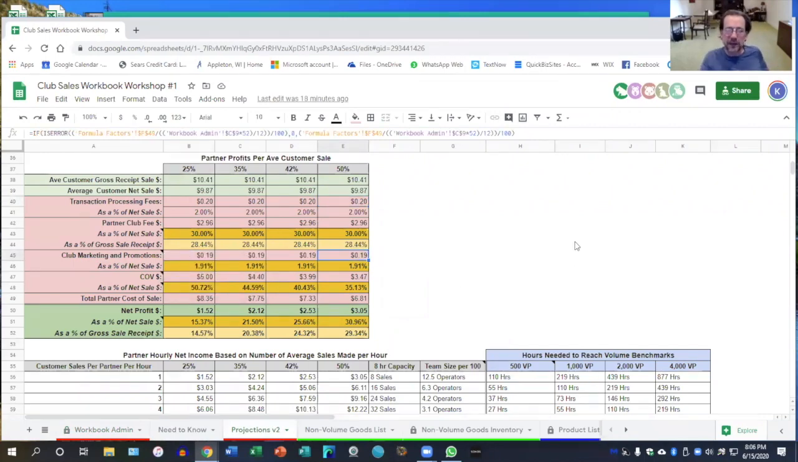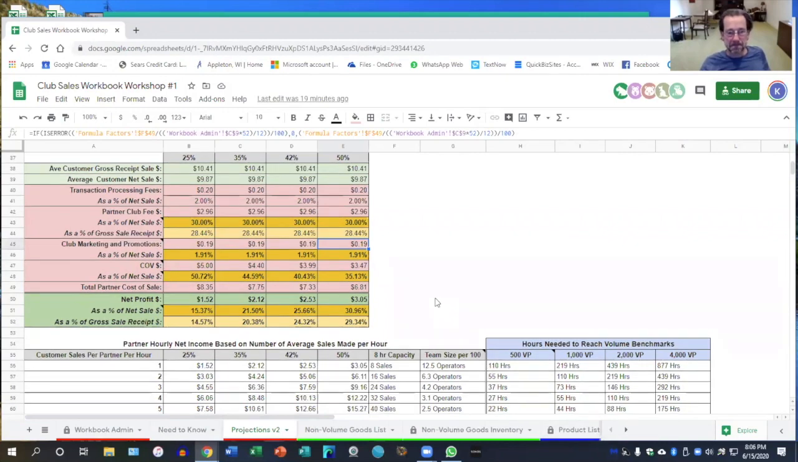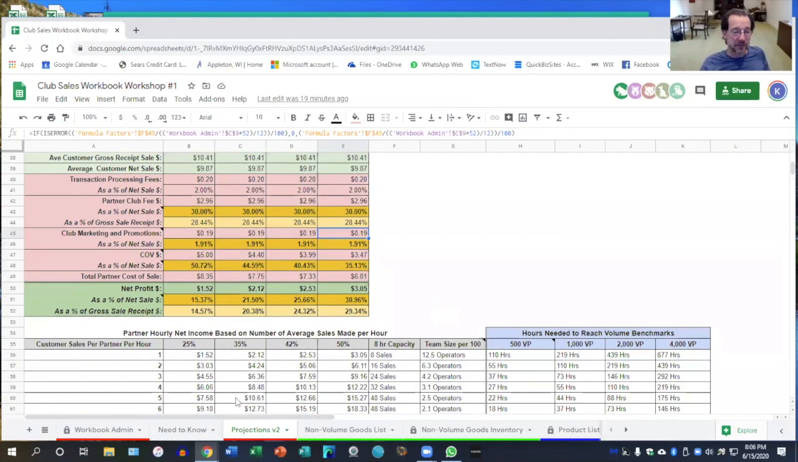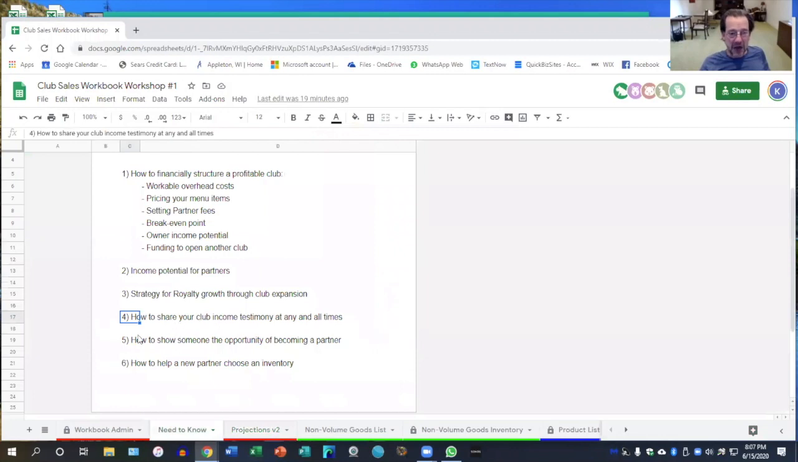And as we update this, if you guys really like this and start bonding and start filling these out every month, I'll update these so that you can, as a particular operator, if you want, enter your costs into your partner sheet, and we'll have it right on the money for you rather than an average. Okay. All right, good. So that's it. That's how to know how to share your income testimony at all times.